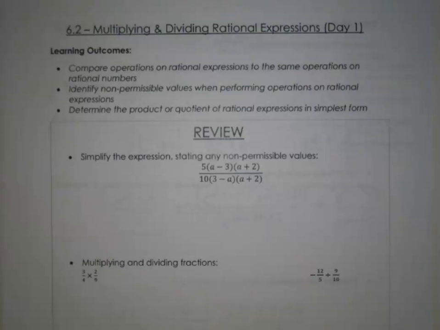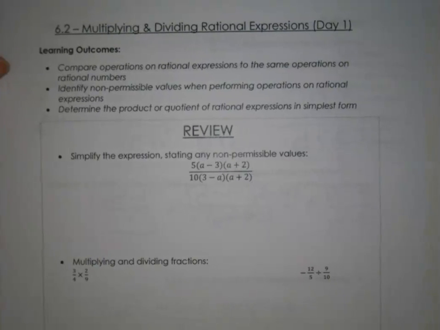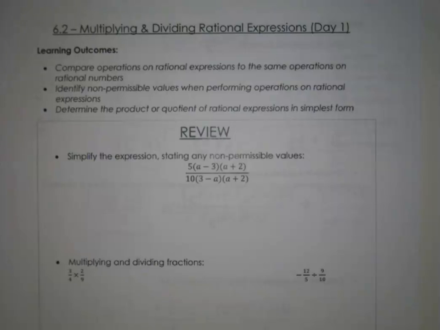Hello, Math 20-1 students. Today we are moving on in our learning about rational expressions. Last time we had a little bit of an introduction to what they are, as well as how to simplify them and identify the non-permissible values. Remember, that means any values of the variables that would result in the denominator being equal to 0. So we're just carrying on with that.